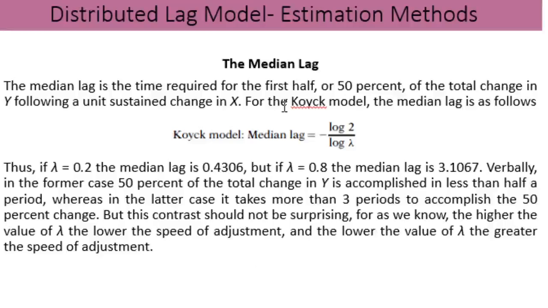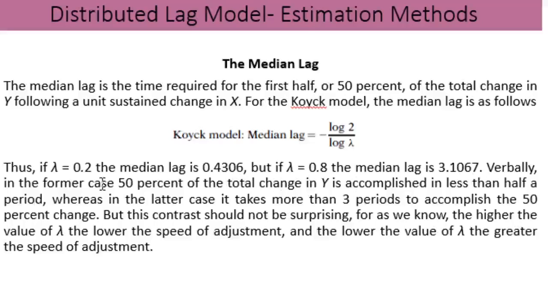From this we can calculate the median lag. The median lag is the time required for the first half, or 50%, of the total change in y following a unit sustained change in x. For the Koyck model, the median lag is defined as minus log 2 divided by log lambda. Thus, if lambda equal to 0.2, the median lag is 0.46. Here, log 2 divided by log of 0.2 will be equal to 0.4306. If lambda equal to 0.8, then the median lag will be 3.11.